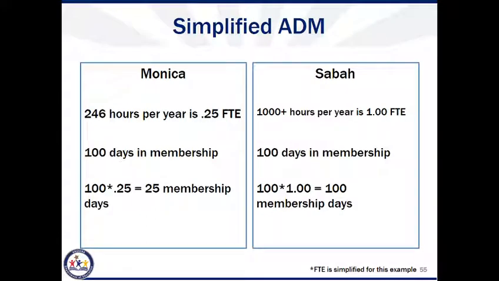I'm taking 246 hours for this year, so my FTE, or full-time enrollment, is going to be 0.25. I'm enrolled for the whole 100 days of membership, so 100 times 0.25, I'm going to generate 25 membership days towards ADM. Saba did 1,000 plus hours for her school year, so she is a full-time FTE. No question about that. She's in school for the full 100 days of membership, so 100 times 1 equals 100 membership days. So for your school, she's going to generate 1 ADM.